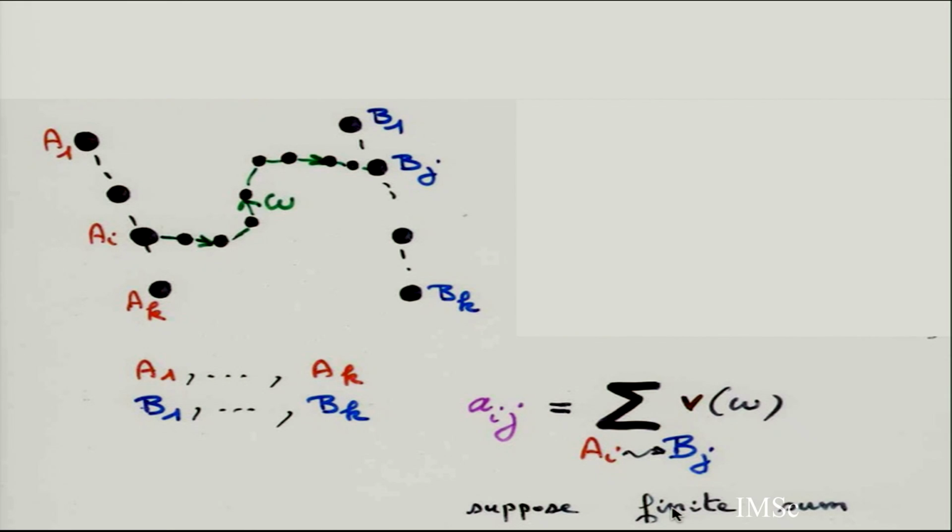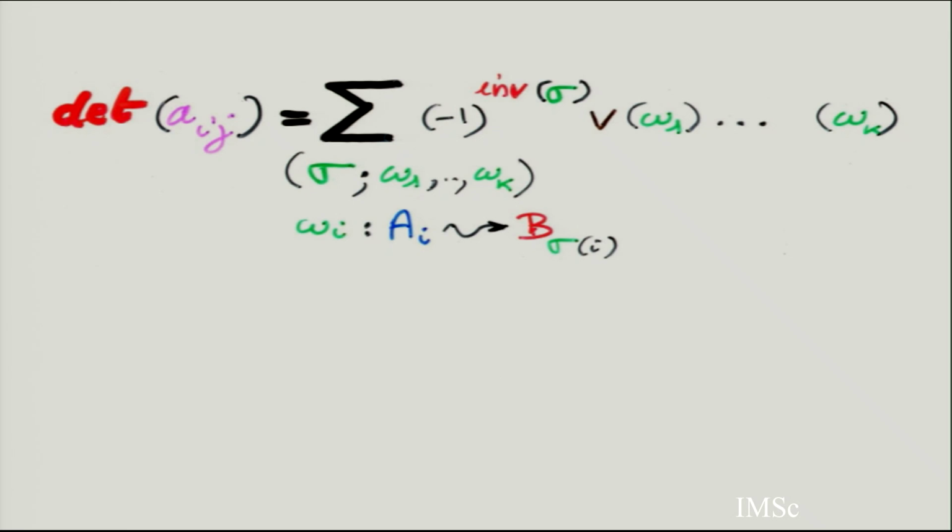And then, if I write the definition of the determinant, it is the sum over sigma of (-1) to the number of inversions of the permutation. So sigma is a permutation on k elements, multiplied by the weight of k paths, omega 1, omega 2, omega k, and each path omega i goes from ai to b index sigma i.